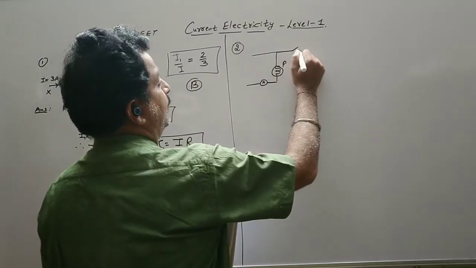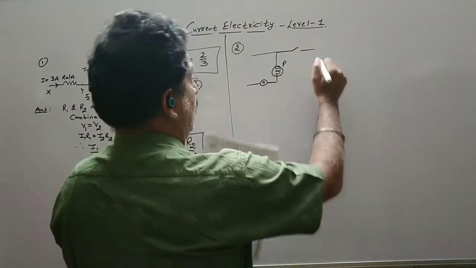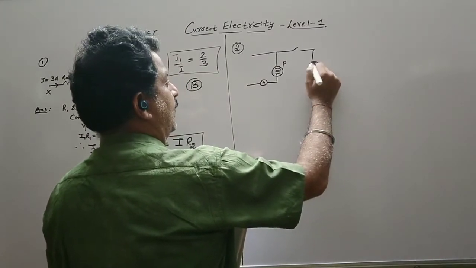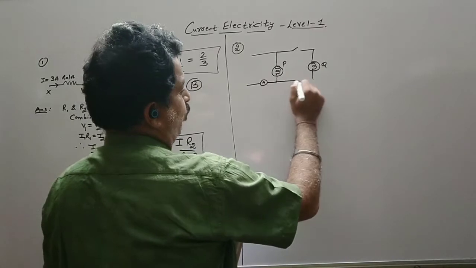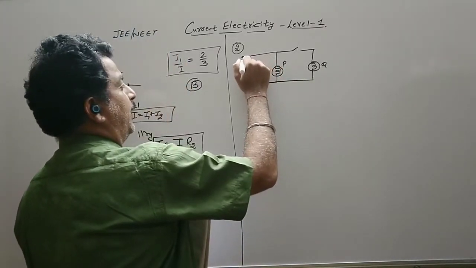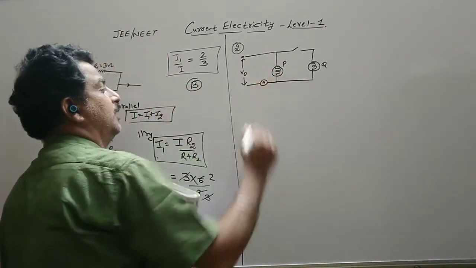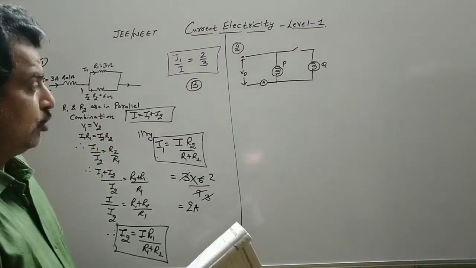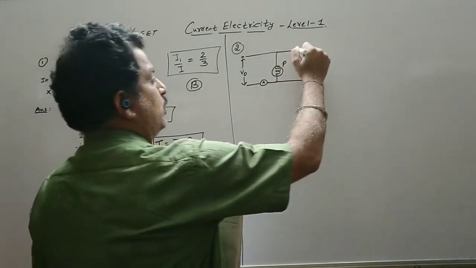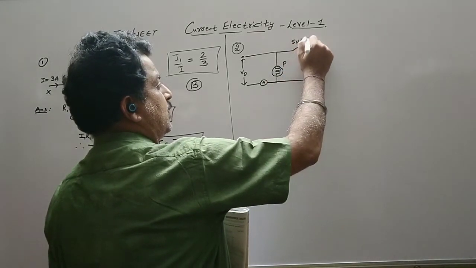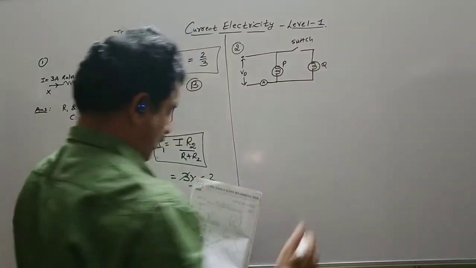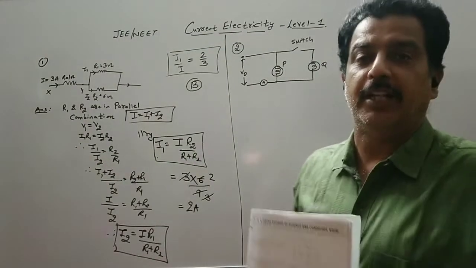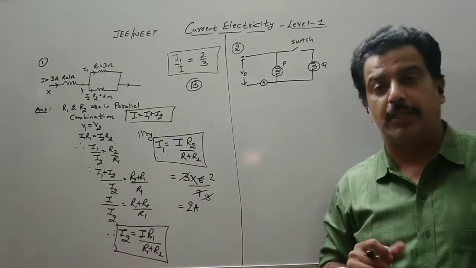Then we have a key at this point and the other identical bulb is connected at this point. This is named as Q. The voltage at this end is maintained constant, that is, let us name this input voltage as V0. So the question is, when this switch is on, that is the circuit is completed, how will the reading of the ammeter be affected? We know the ammeter will show the current.